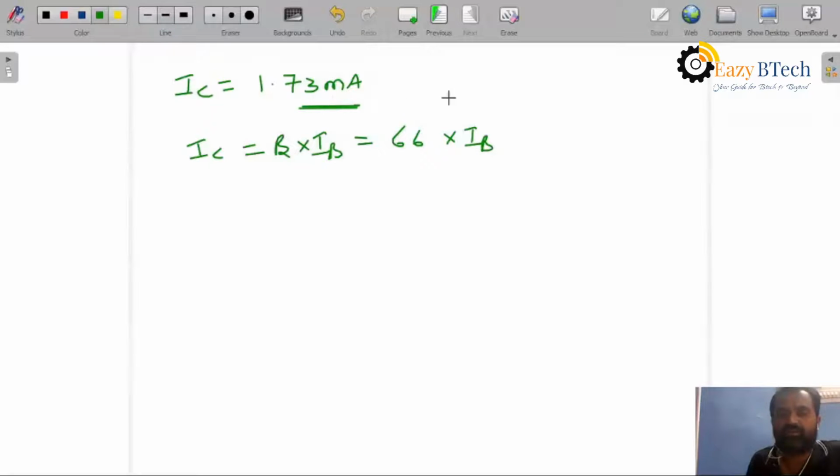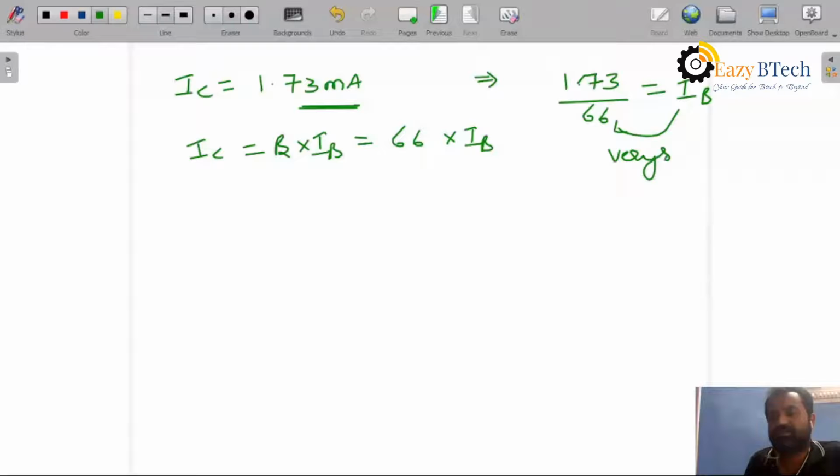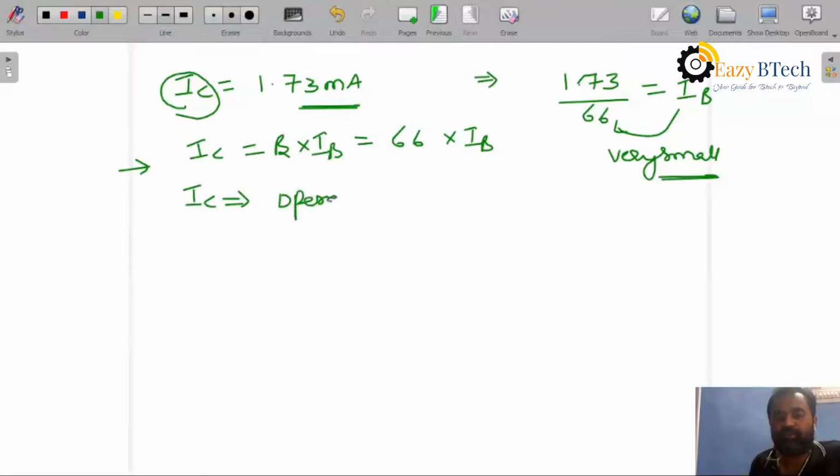IC we know, that is 1.73 milli by 66 is equal to IB. We will get the value of IB here. Okay, now the IB value is very small. From this IC current, to find the operating point, IC is obtained.